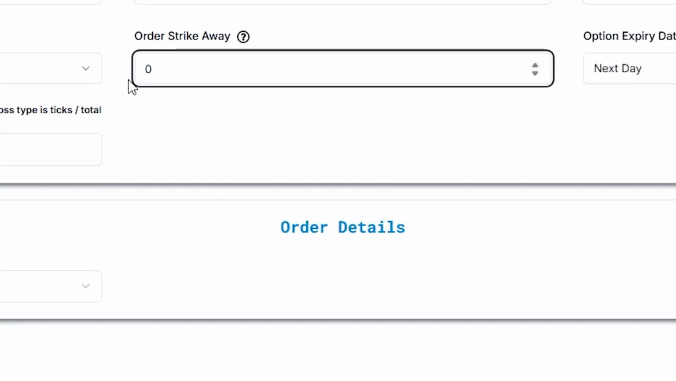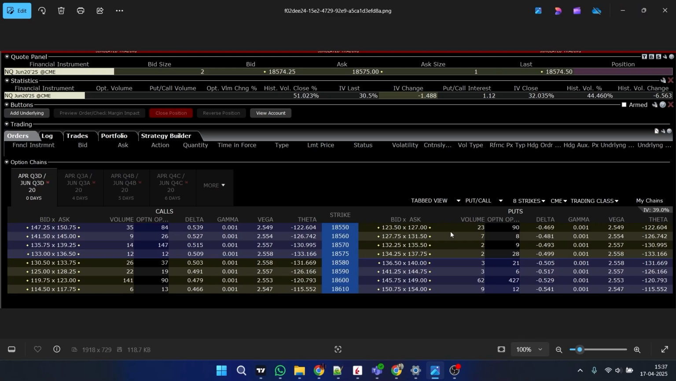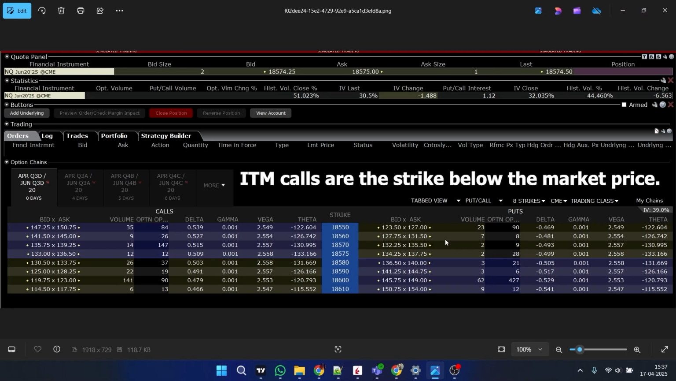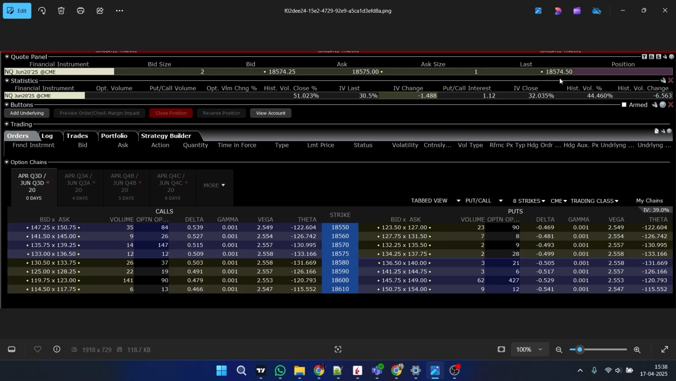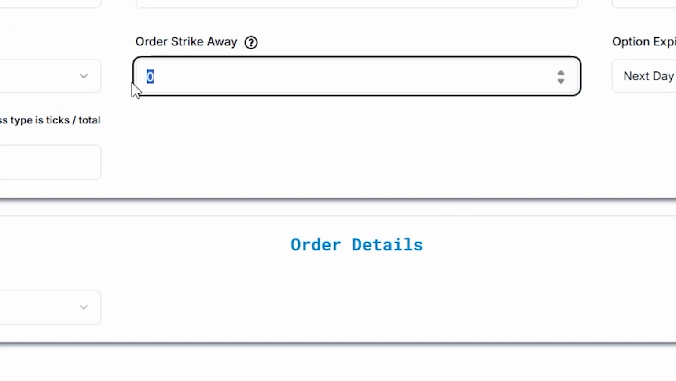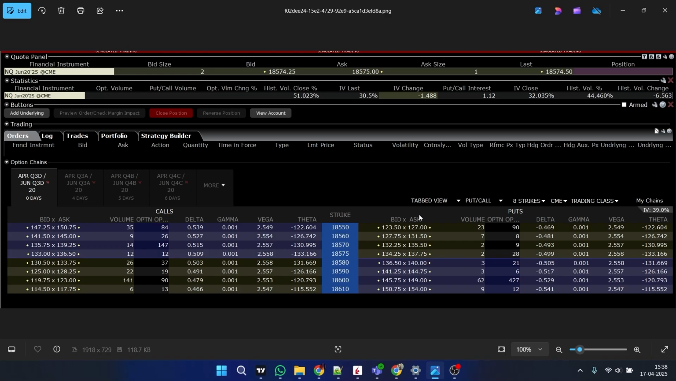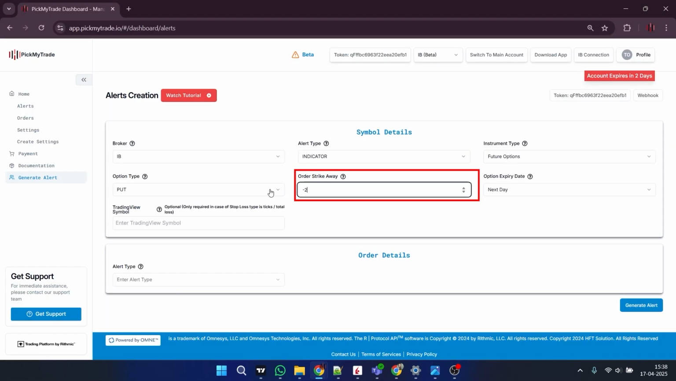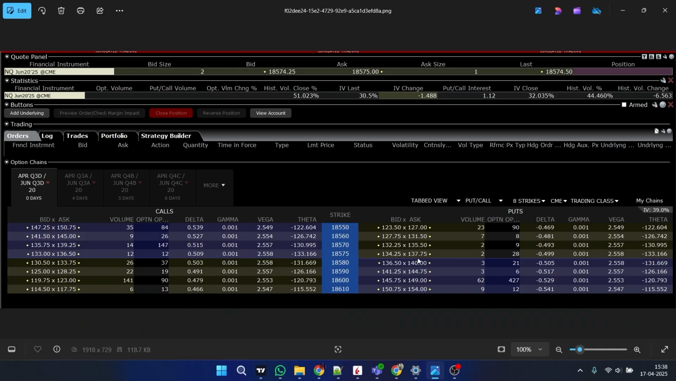Similarly, we will move to the next part, the in the money calls. They are also called ITM calls. So, for call options, ITM calls are the strike below the market price. So here, if my NQ is at 18,574.50, then my ITM call strike will be at 18,570. So if I want 18,570 as my strike away price, then in PickMyTrade, we'll enter -1. Here if I want the strike price to be 18,560, then I will put -2. So that's how you will get the ITM calls.